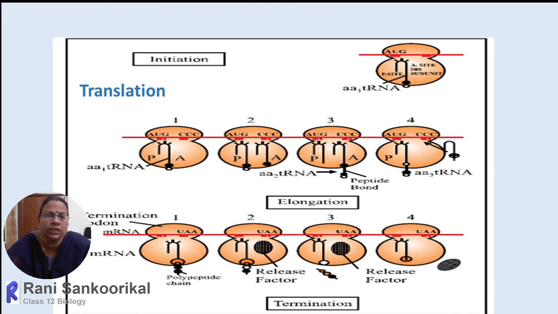Then the third tRNA with the third amino acid also will come and assemble at the A site. Then again, the entire process of sequential peptide bond formation will continue. And the process will continue till it reaches the stop codon. So here you can see the stop codon UAA. So there is no corresponding tRNA. Here in this last tRNA, the growing polypeptide will be there, but there is no corresponding tRNA.